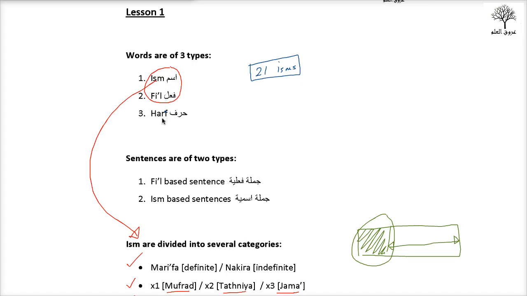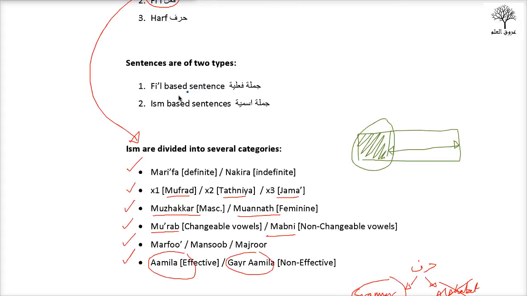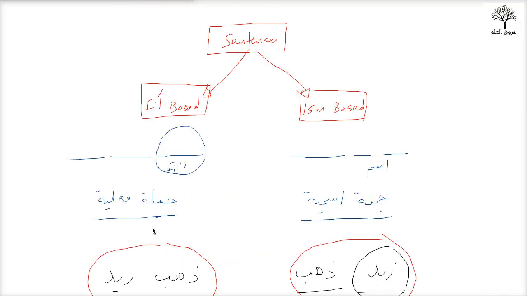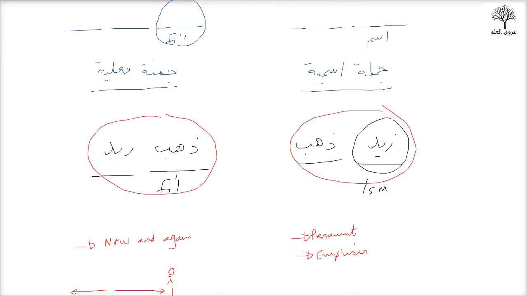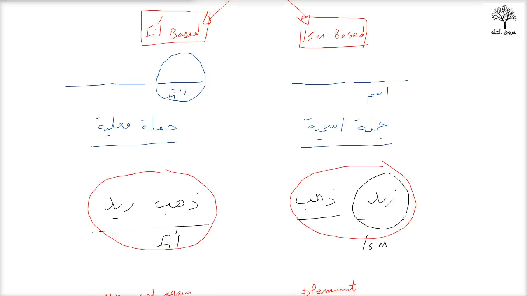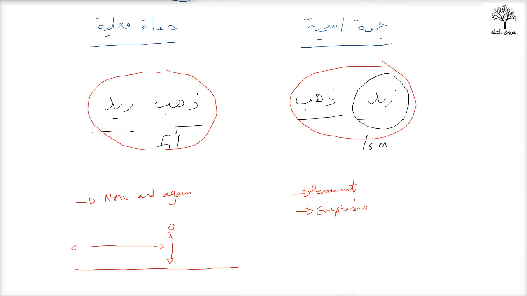Words are of three types: ism, fi'l, and harf. Then if a sentence is a fi'l-based sentence, I deliberately call it that, and you'll understand later on why. Jumla fi'liya. And an ism-based sentence is known as a jumla ismiya. And I told you the difference between the two, didn't I? A jumla fi'liya has a meaning where you can ask what so-and-so did, so it has a temporal meaning now and again. With an ism-based sentence you can ask who did that, so it has a permanent meaning and more emphasis.